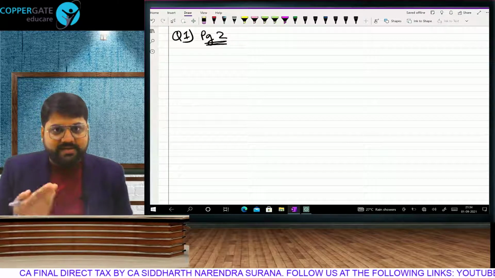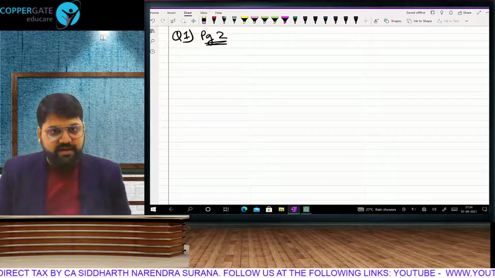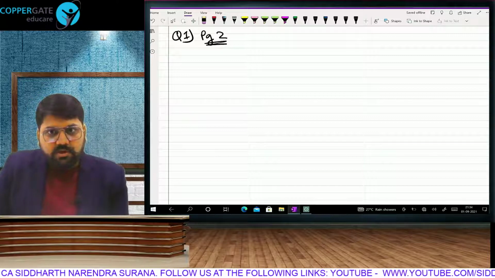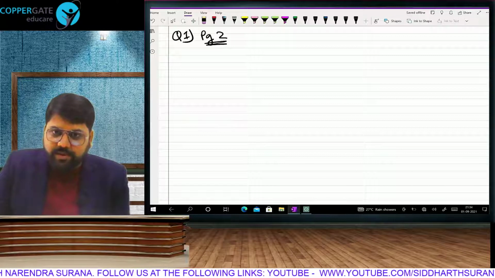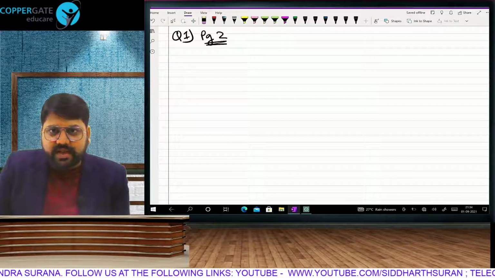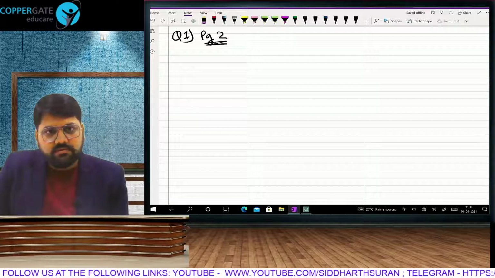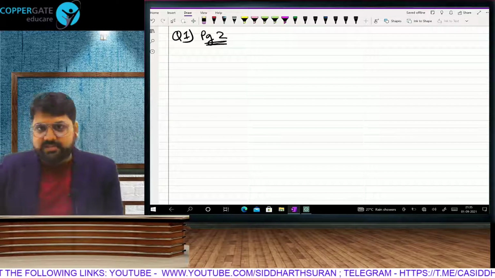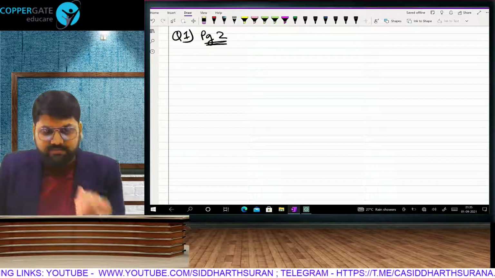See, country Y's tax they have given in percentage. Country X's tax they have given in rupees. 8,000 tax paid on 40,000. You are a CA final student, no? If asked to convert it into a percentage, will you be able to do it? 8,000 tax on 40,000 income. What is the percentage over there? 20%. That means, can I say the rate of tax in country X is 20% and the rate of tax in country Y is 2%. You all are comfortable with that?